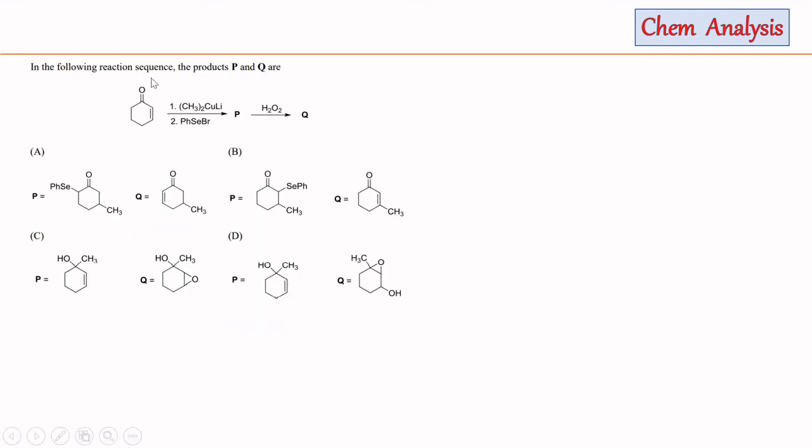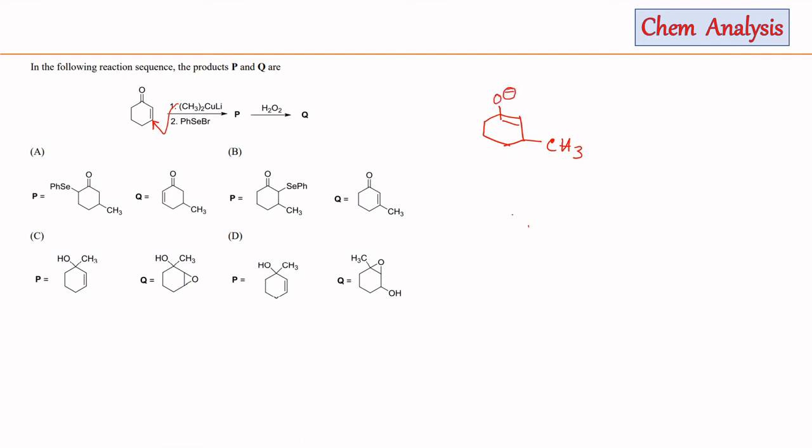In this question, this alpha beta unsaturated carbonyl compound is treated with Gilman reagent, and a Gilman reagent is a source of methyl minus, a soft nucleophile methyl anion, and therefore the methyl anion will attack in 1,4 orientation with respect to this carbonyl group. And if the methyl anion attacks here, then there will be formation of a double bond.